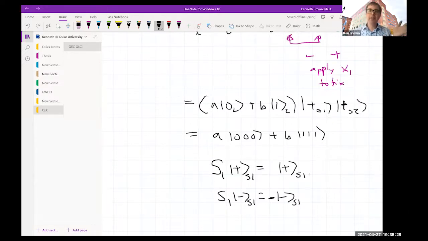This question about why do we need three copies is actually just because I need enough space to have Z's one way and X's the other way.